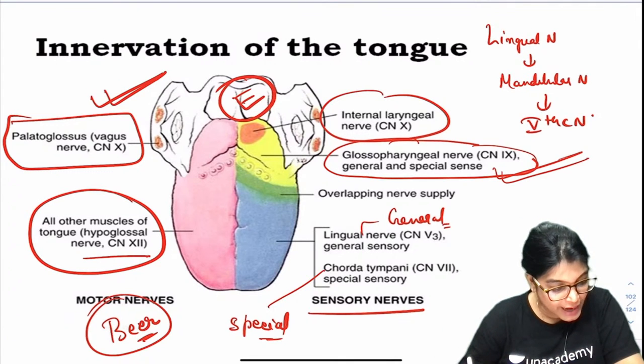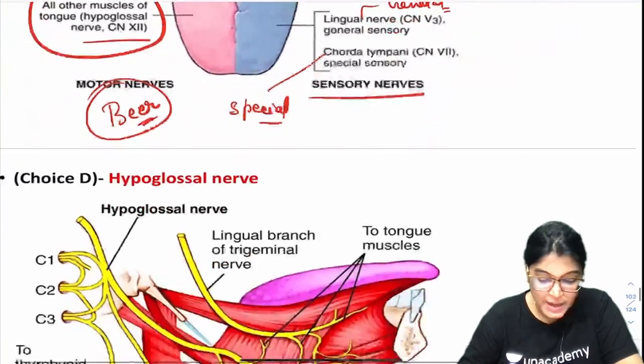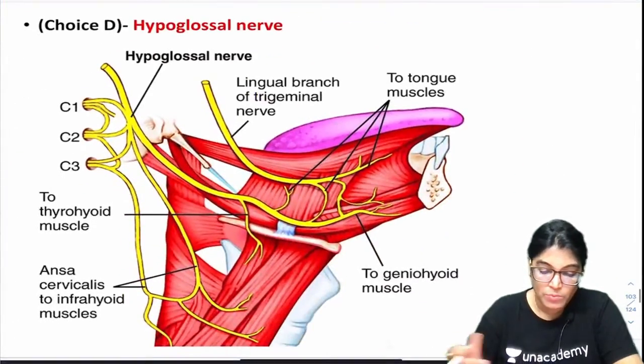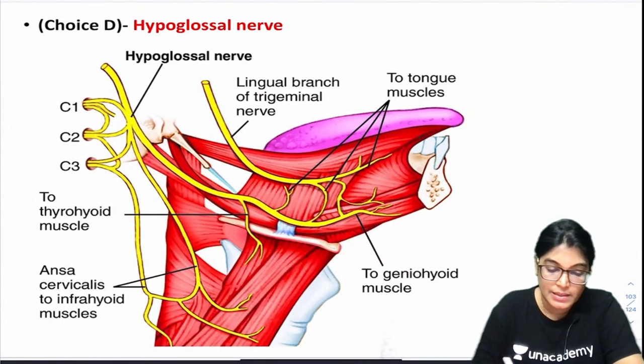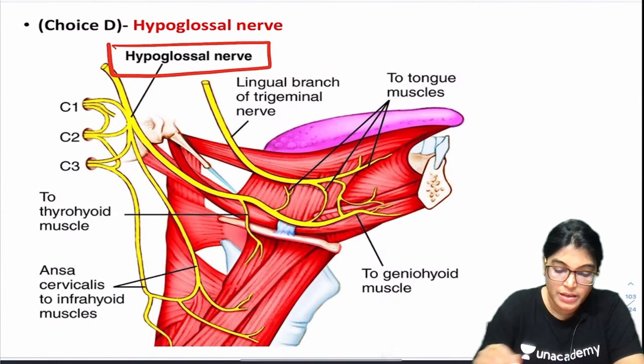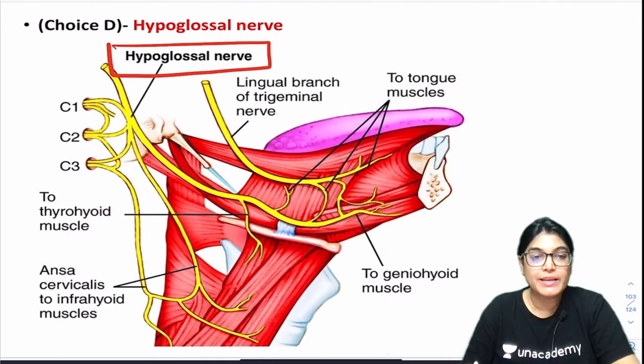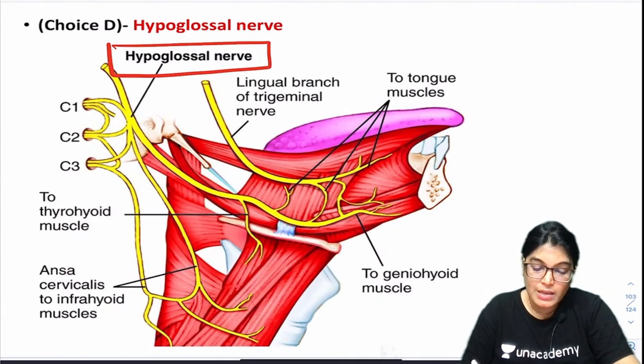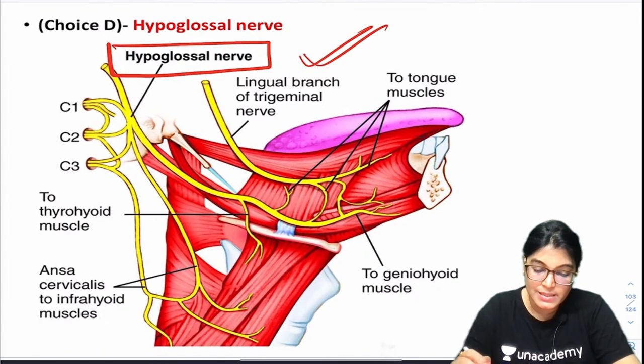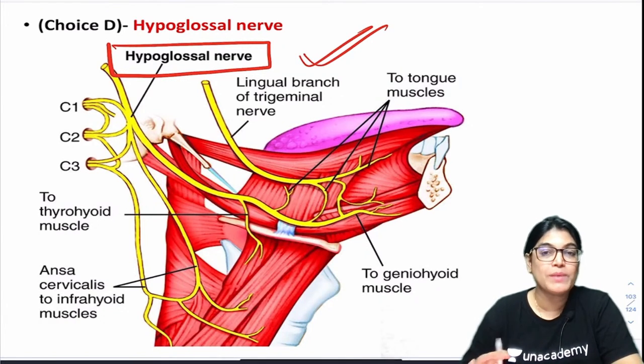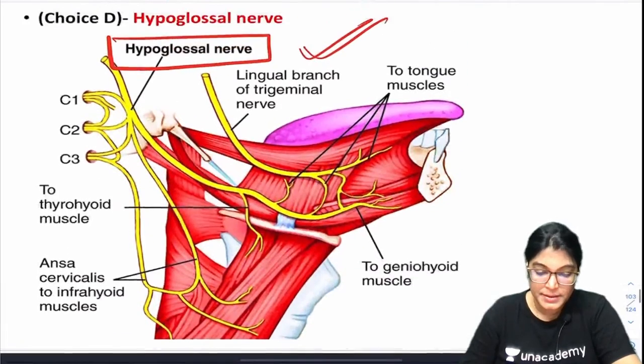Yeah, absolutely right. So many of the students are giving the answer. Thank you so much. Okay, very nice. And I want to show you one more diagram where you can clearly see that hypoglossal nerve is providing innervation to the muscles of tongue. So all the muscles of the tongue, as you can see, are getting innervation from hypoglossal nerve, except the palatoglossus, which is not supplied.